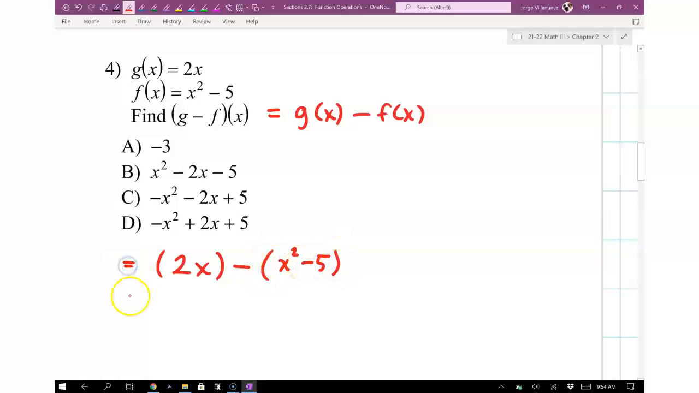Now I'm going to have to distribute here, so I get 2x minus x squared plus 5. I can rewrite it. Let's put my x squared term in the front: negative x squared plus 2x plus 5. What's my answer?